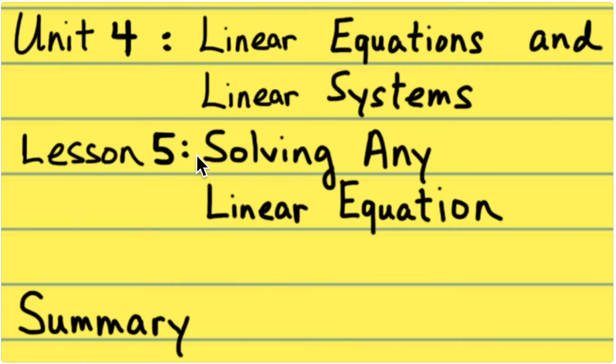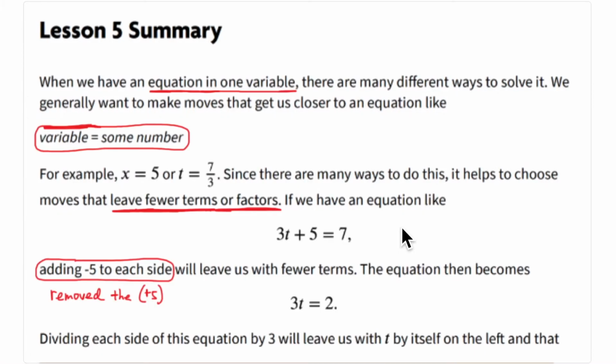This is the summary for Lesson 5, solving any linear equation. In general, what you're trying to do as you solve equations is get the variable, the letter, on one side of the equal sign and the number that it's equal to on the other side. So you're going to end up with some variable equals some number.